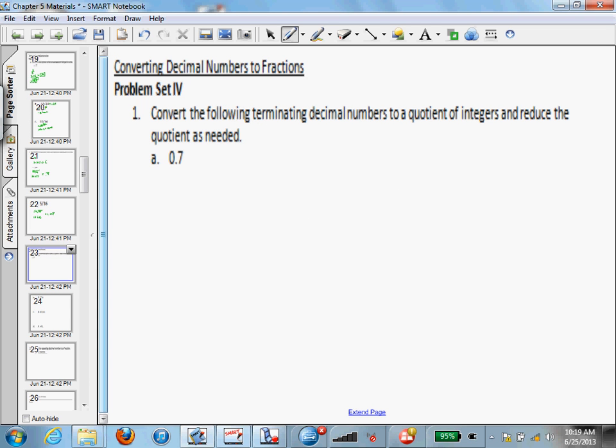Okay, now we're going to convert decimal numbers to fractions. Convert the following terminating decimals to a quotient of integers and reduce the quotient as needed.